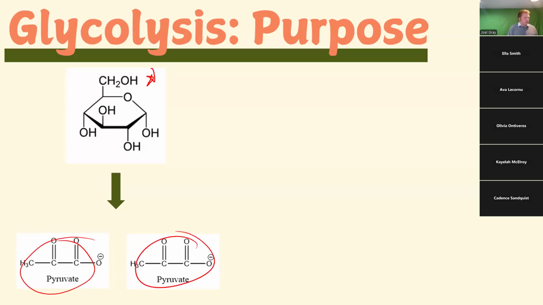2 pyruvates. Now, I always like to emphasize and stress the carbon accounting because I think that it's an important part of understanding the process as a whole. So we're taking 6 carbons of glucose and breaking it into 2 pyruvate molecules. What that means is at some point we'll be looking at this pathway and at a step, and that step is actually happening 2 times over.